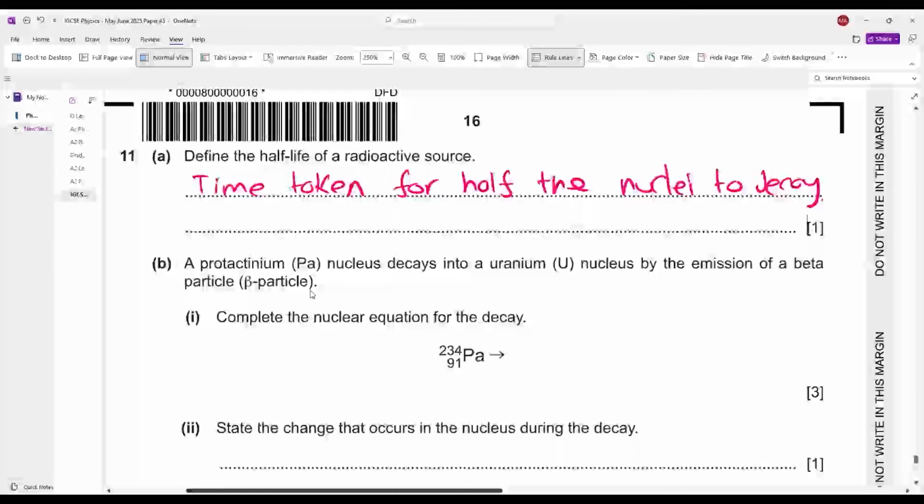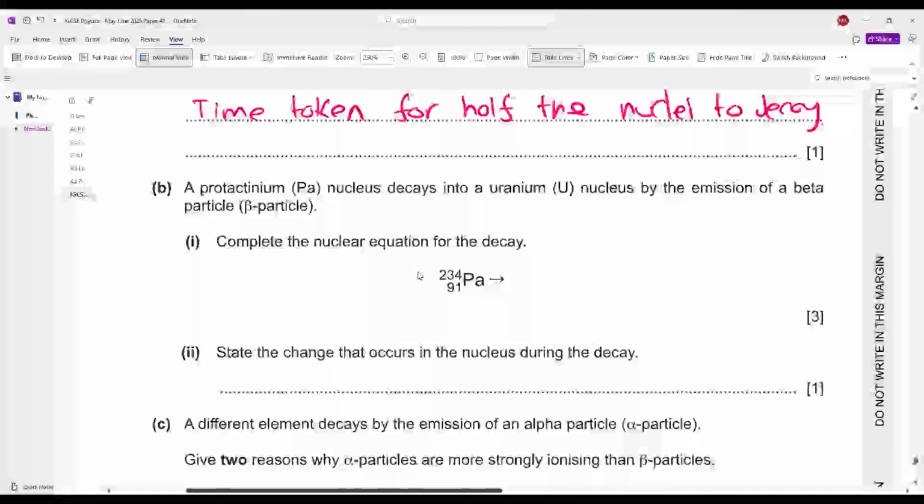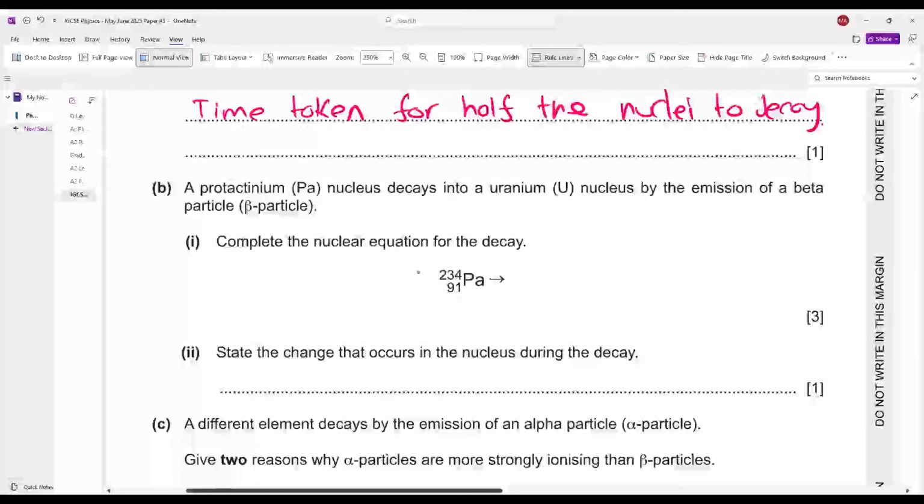A protactinium nuclei decays to a uranium nuclei by the emission of a beta particle. Complete the nuclear equation. Whenever a beta particle is emitted, the mass number remains the same. Proton number increases by 1 plus the beta particle symbol. State the change that occurs in the nucleus during the decay.